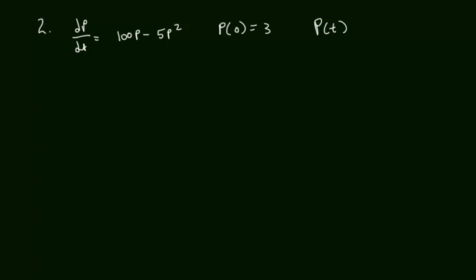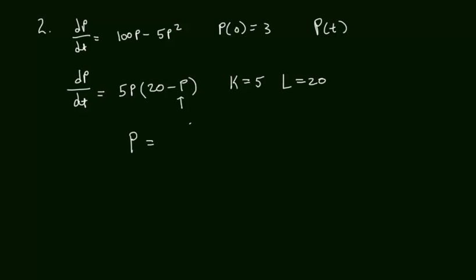Example 2. Now even though this one is not written in the form K times P times quantity L minus P, we can manipulate it to be in the form. So I'll say that dP/dt equals, I'm going to factor out a 5P, and that will leave me with 20 minus P. So as long as this P is alone, then we have the form. From this, I can determine that big K is equal to 5 and L is equal to 20.